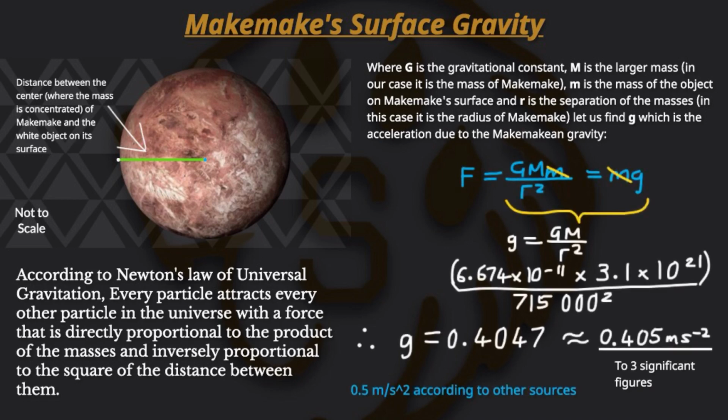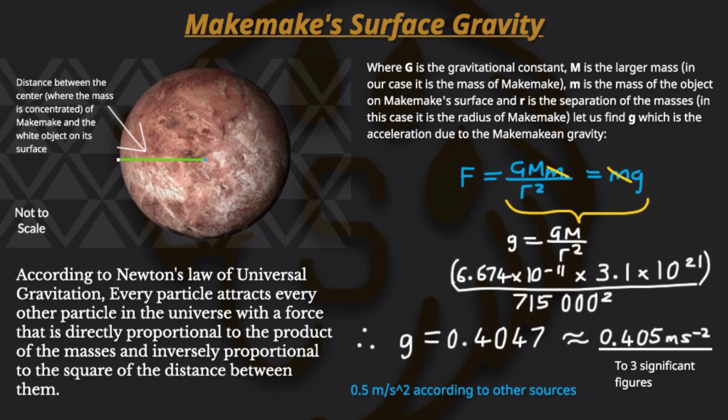According to Newton's law of universal gravitation, G is the gravitational constant, M is the larger mass, which in our case is the mass of Makemake, that blue dot, and m is the mass of the object on Makemake's surface, which is that white dot that we saw in the diagram. r is the separation of the masses, which in this case is the radius of Makemake, the green line. Let us find g, which is the acceleration due to the Makemakean gravity.